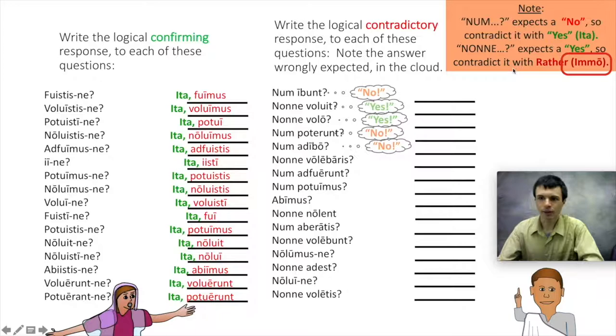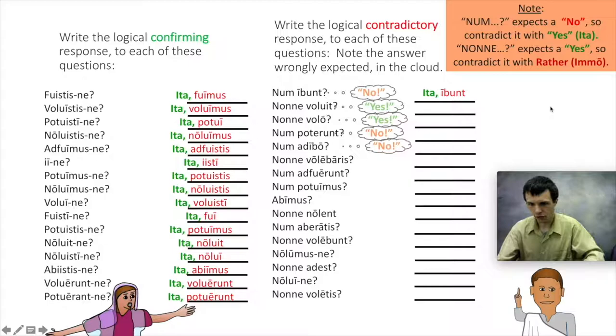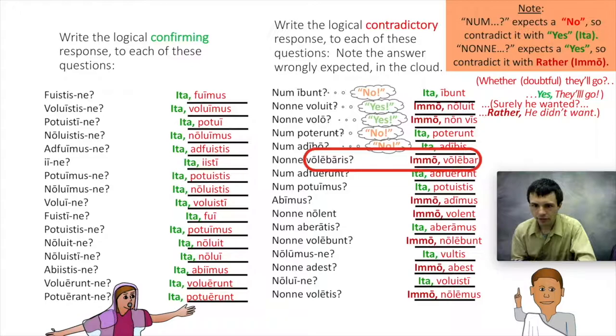All right, so here's the first one. They're not really going to go, are they? Expecting a no, they're not going to go. You contradict it and say, yes, they are going to go, just like that. All right, so stop the video and start it when you're ready to see the answers. And the answers? Okay, so you notice we have a passive form there, and that's it.